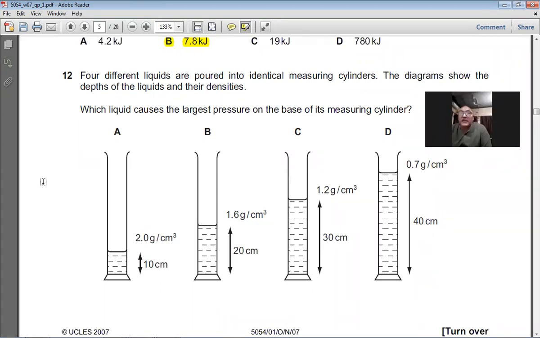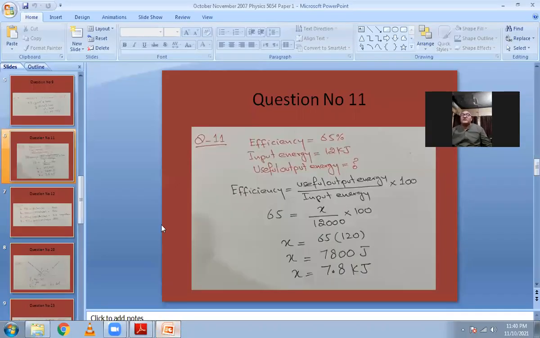Four different liquids are poured into identical measuring cylinders. The diagram shows the depth of the liquids and their densities. Which liquid causes the largest pressure on the base of the measuring cylinder? Here you can see in the diagram, in each option, the density of the liquid is given and the vertical depth of that liquid is also given. So I can find out the pressure produced by each cylinder.